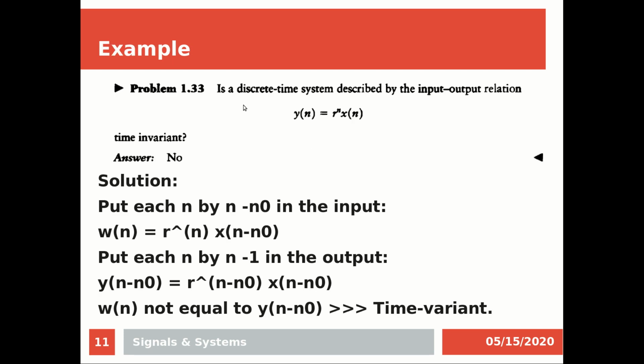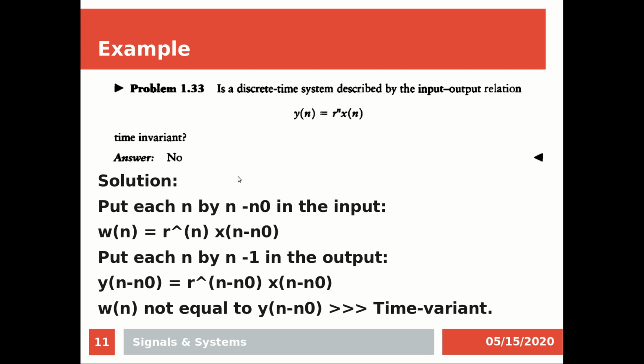An example is the discrete time system described by the input output relation y of n equals r to the power n times x of n. Is it time variant or not? What is the solution? For time variance, you have to shift the input first, and then shift the output, and then you will see whether they are equal or not. Okay, let's see what's happening.